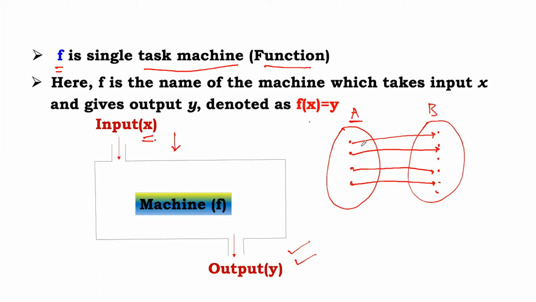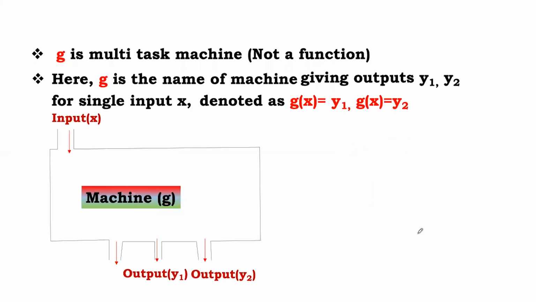This is called a single tasking machine. An element of A can go to only one output, right? So this is known as a function. This type of mapping is known as a function. Now, let g(x) be a multitasking machine. This is not a function, right? Remember, multitasking is not a function, right?